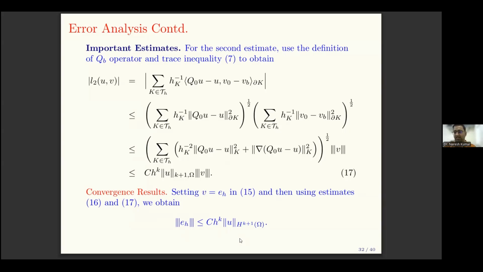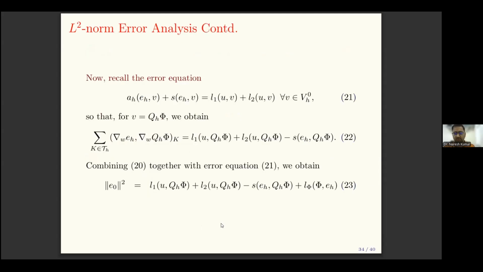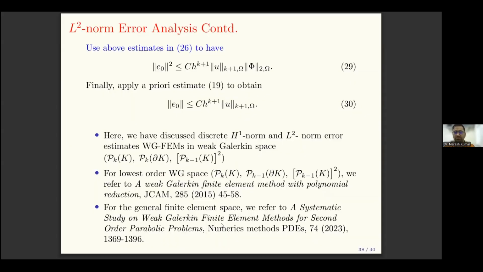So here we derived a result that if u is in H^(k+1)(Ω), then our error in the triple bar norm gives you the order of convergence of order k. And if you apply the same things in the L2 norm, then you will get the order of convergence k+1. Okay, so here I just skip this L2 norm due to the time restrictions. This is the L2 norm convergence.